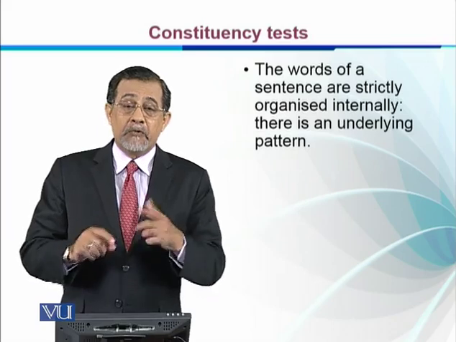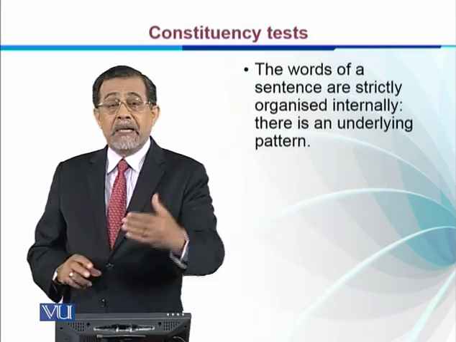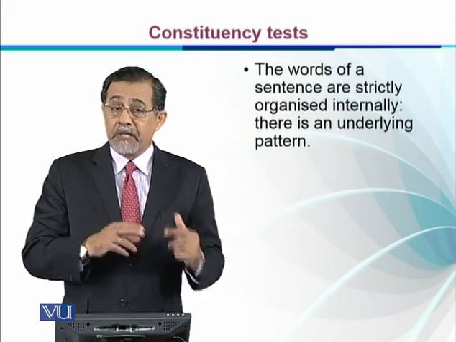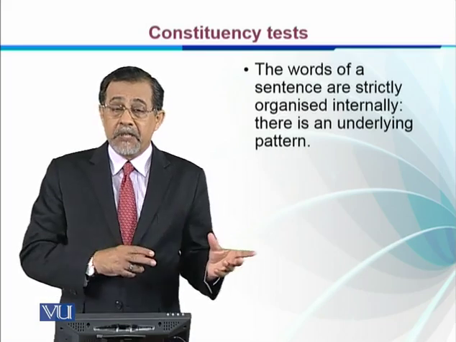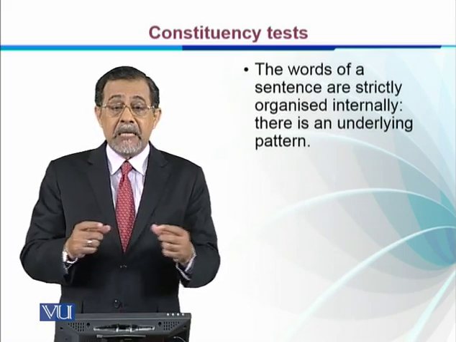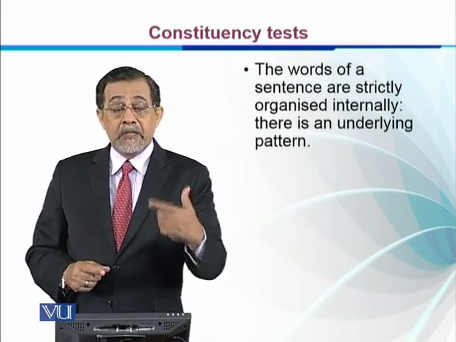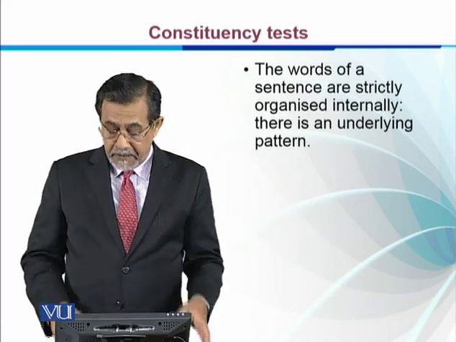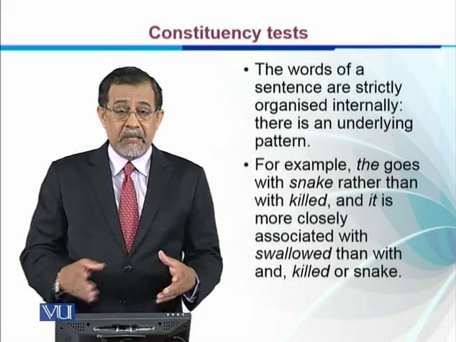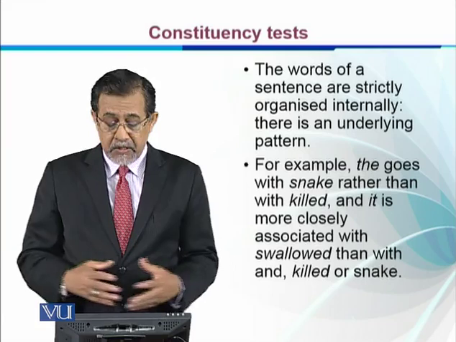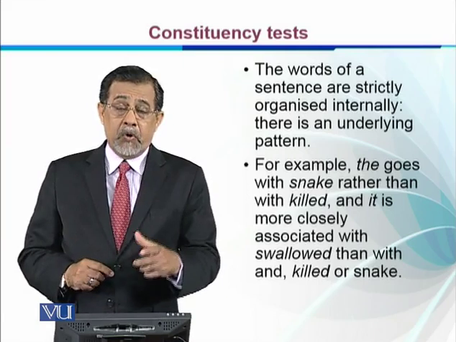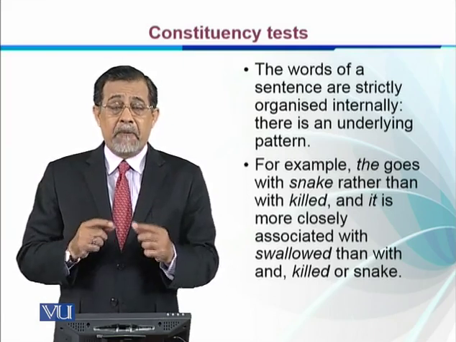Words, phrases, what type of phrases? One phrase agrees with another phrase, so the agreement must be established and known, right? Which agrees with which. For example, the verb agrees with the subject, right? So all these things are known, and we make their agreement in a certain order and very consciously. For example, the goes with snake rather than with killed. I've just talked about it. So it is associated with swallowed, and so on. So all these constituents belong together, and all of these constituents form one unit.